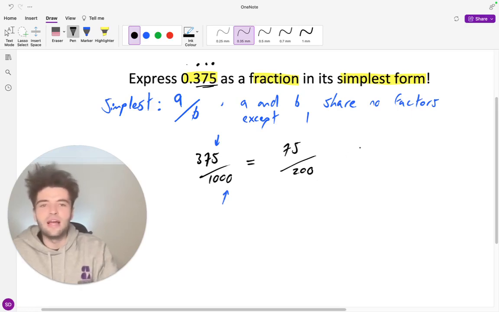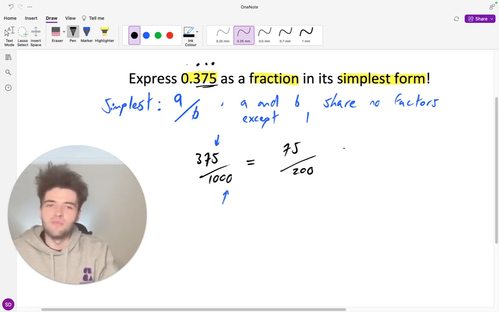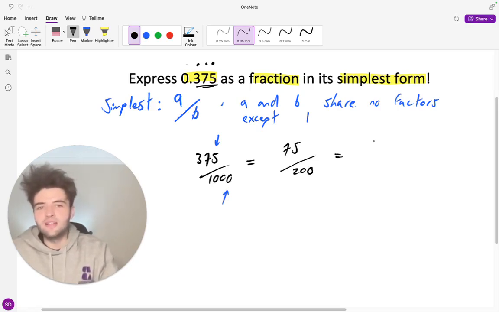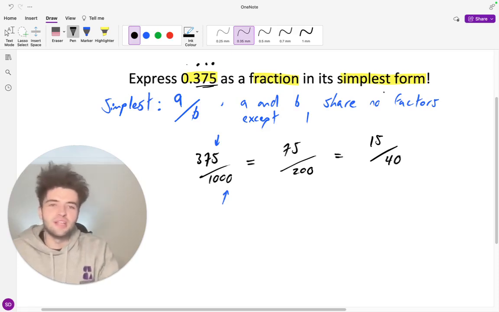And so this is basically the same fraction now, but it's just slightly simplified. So we've basically cancelled out, or divided both top and bottom by 5. And we can actually do this again, with 5 once again. When we divide 75 by 5, we're going to get 15 on the top. And then 200 over 5 is going to give us 40 on the bottom. And so you can see now it's getting a lot nicer.